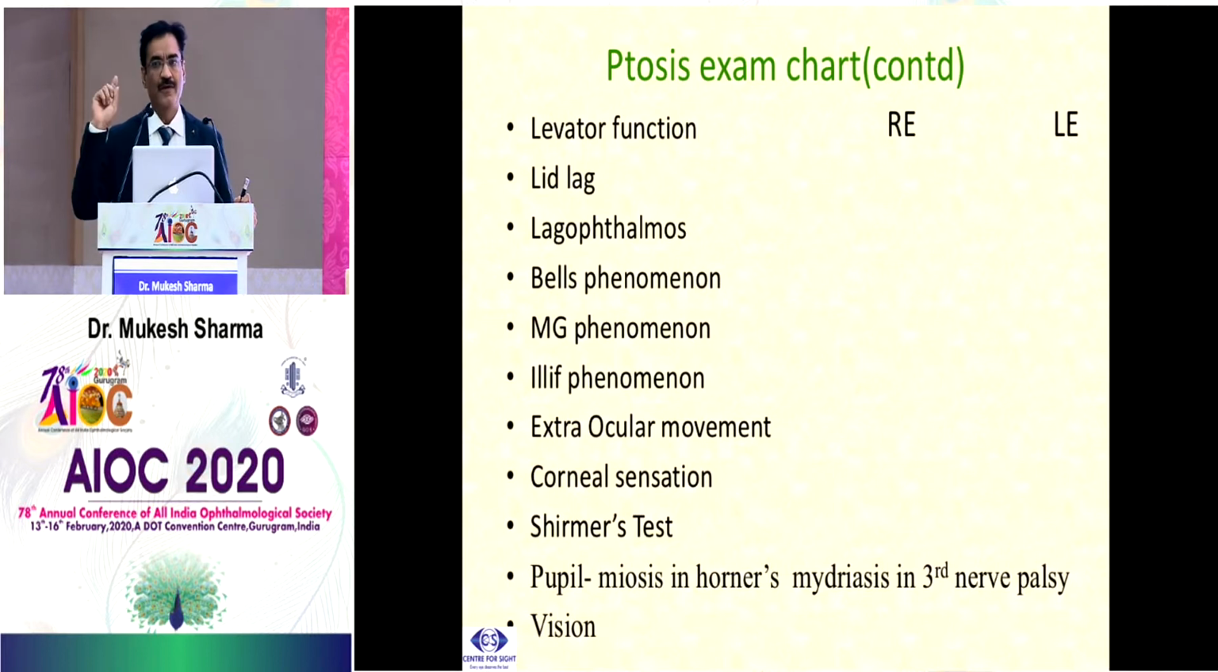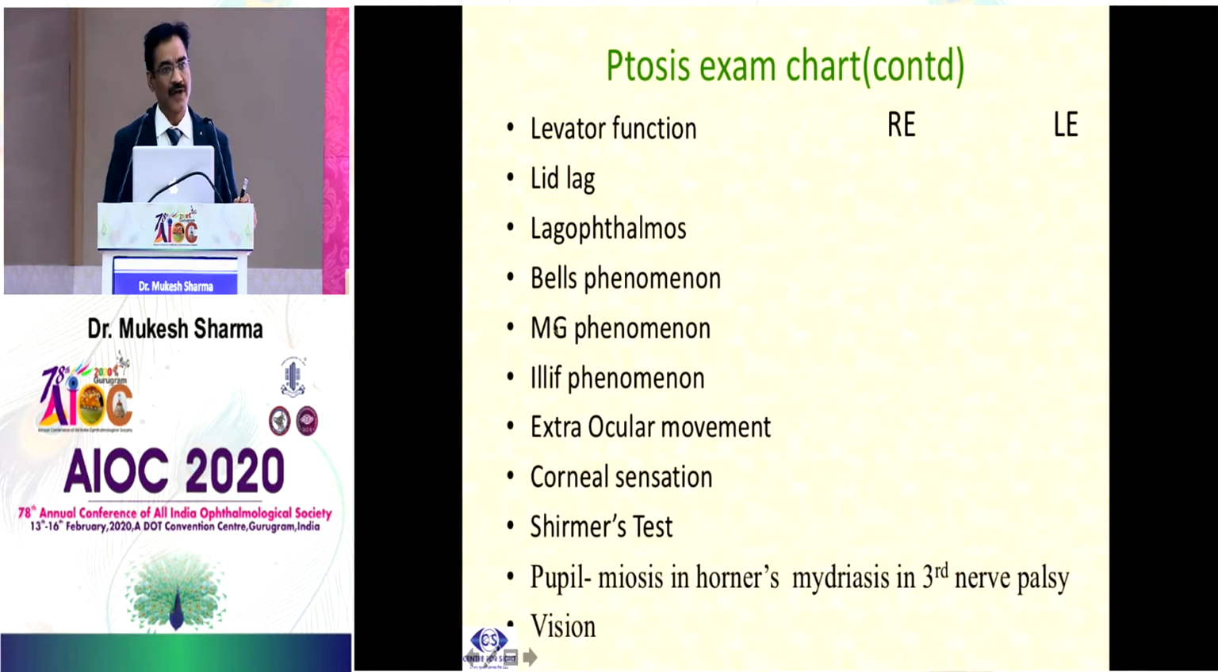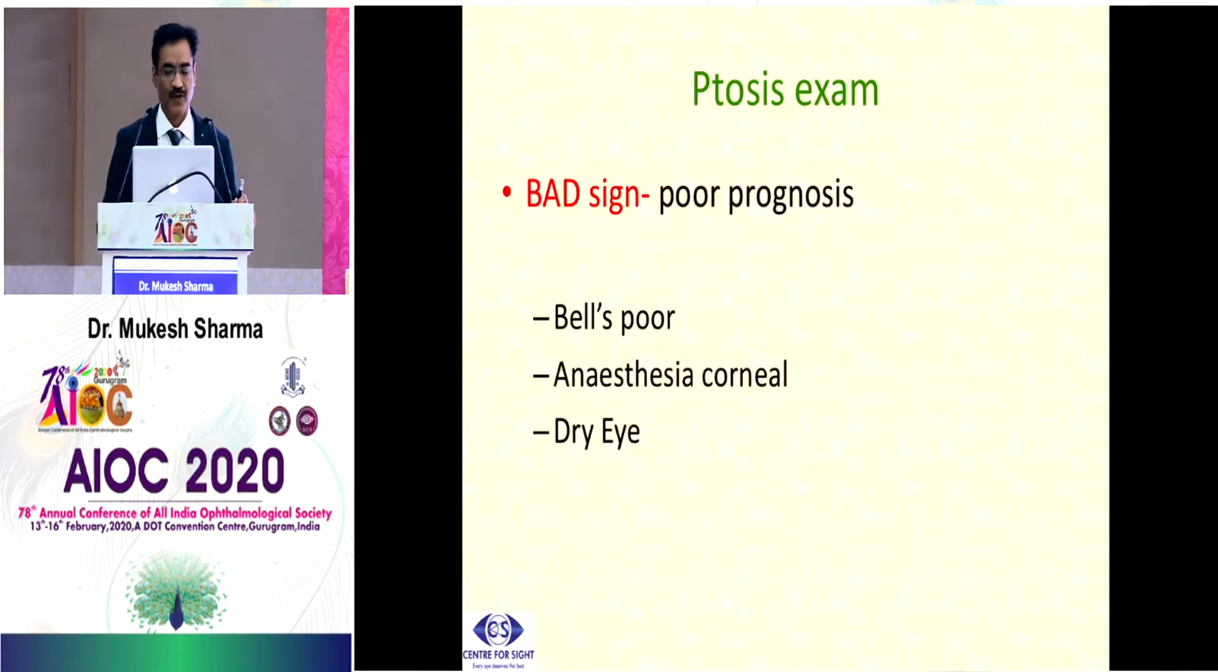So once again, examine the patient from a distance: eyebrow, lid crease, lid fold, lid margin, then palpebral fissure, amount of ptosis, 3 L's: levator function, lid lag, lagophthalmos, 3 phenomena: Bell's, Marcus Gunn, and Iliffe, 3 ancillary signs: extraocular movement, corneal sensation, and Schirmer, and pupil and vision.